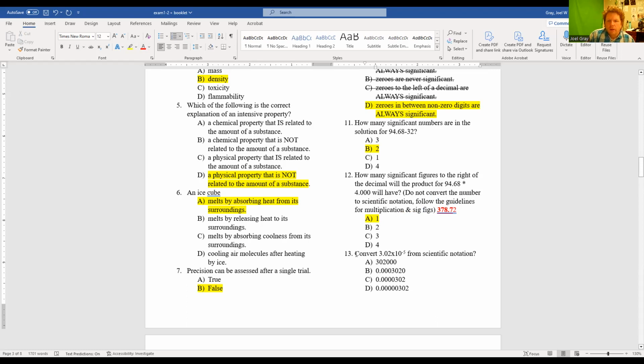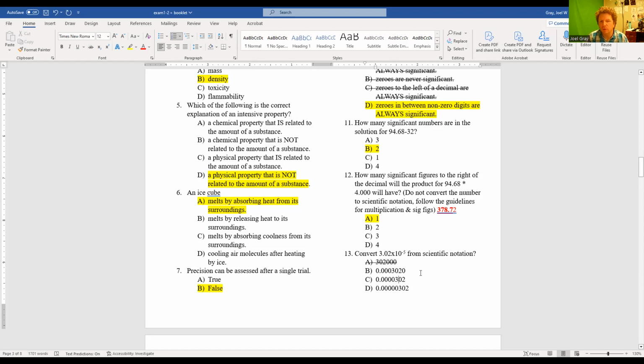Okay. Convert 3.02 times 10 to the negative 5th from scientific notation. We want to look at our exponent. We have a negative exponent. Therefore, our number is smaller than 1. 302,000 is larger than 1. So that's out as an answer option. What we are looking to do is move the decimal 5 places left. So we need to find a number that moves the decimal 5 places.